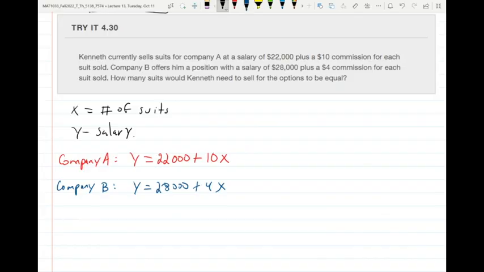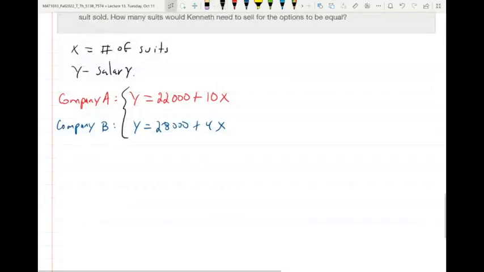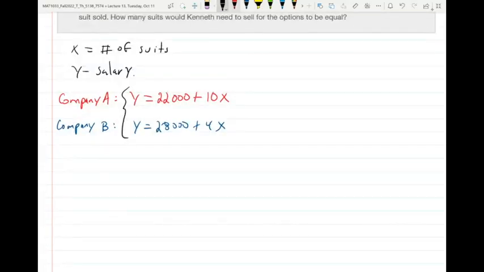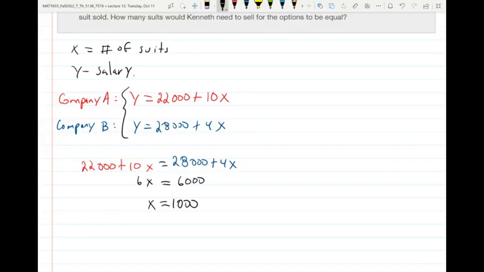Again, same x, same y, so this is a system. And just like before, just set them equal to each other. So 22,000 plus 10x equals 28,000 plus 4x, because we want to have the same pay, okay? We're gonna figure out when they match. And now we solve. So x is to the left, numbers to the right. So that would be 6x equals, so 28,000 minus 22,000, that's 6,000. Good. And then x is 1,000.